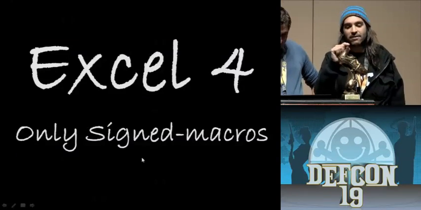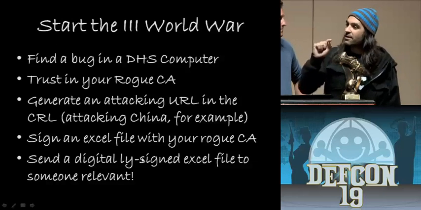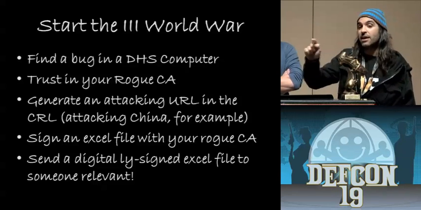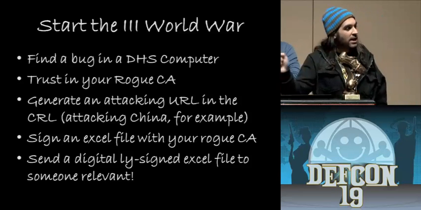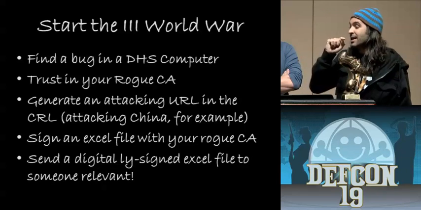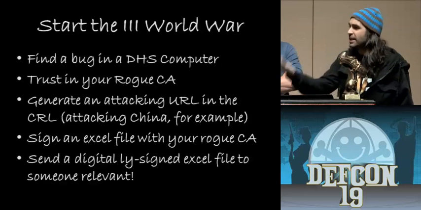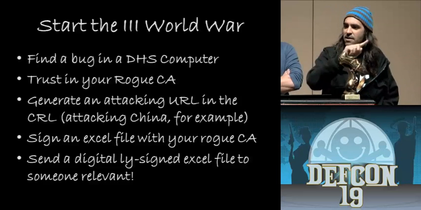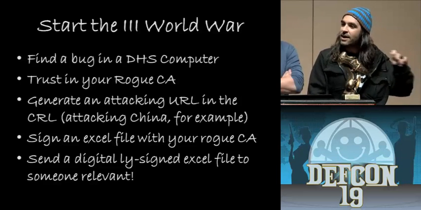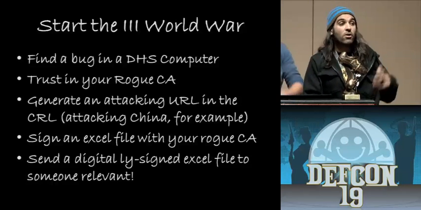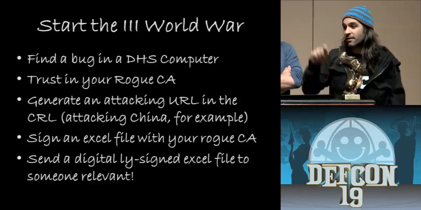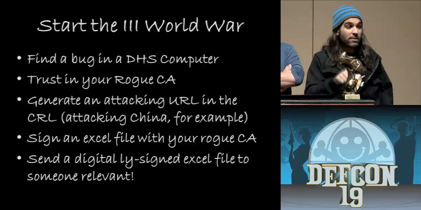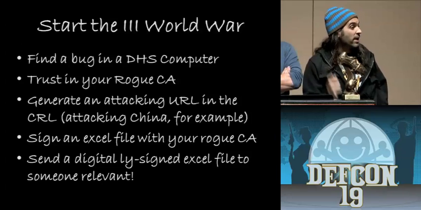And in the digital certificate, there is a link for the CRL. And the CRL is a link that could be an HTTP link or an LDAP link, and an HTTP link could be a SQL injection attack. So if you install a CA and send an Excel file with a digitally signed macro to someone relevant in the company, and he or she opens the document, automatically the CryptoAPI will try to connect to the CRL.